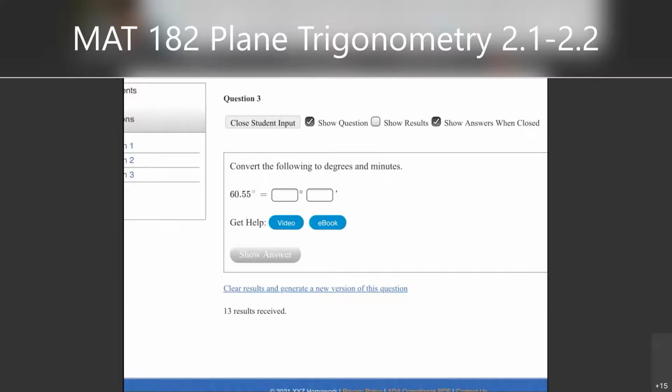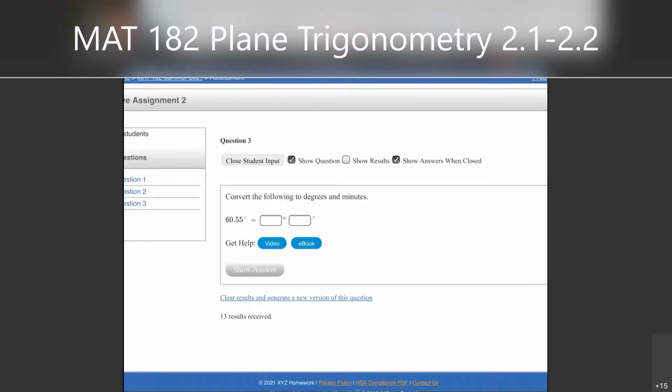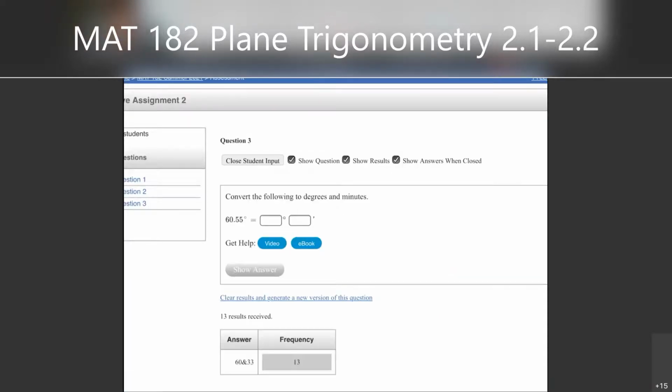All right, looks like we got a good collection of solutions here. So we'll see where everybody landed on this one. Okay, 60 degrees and 33 minutes. I think that would be correct there.